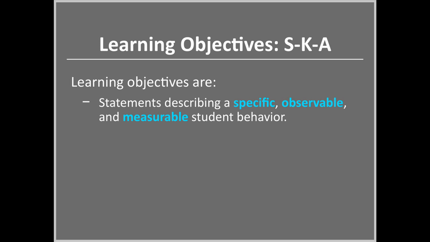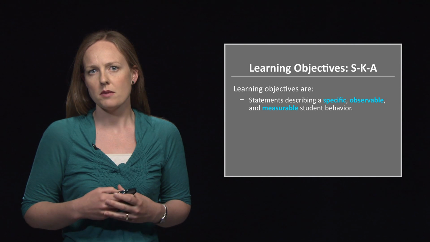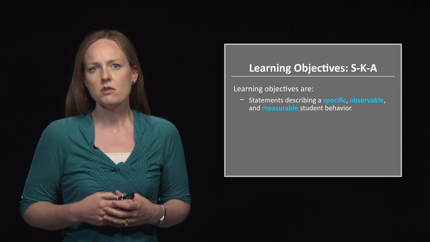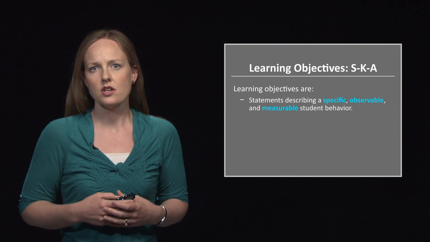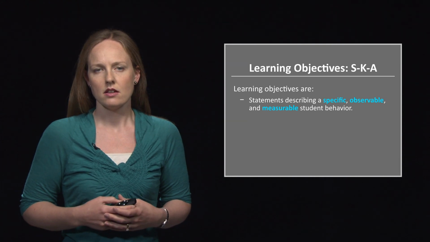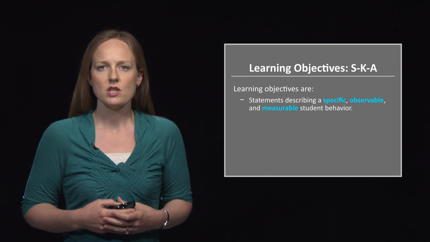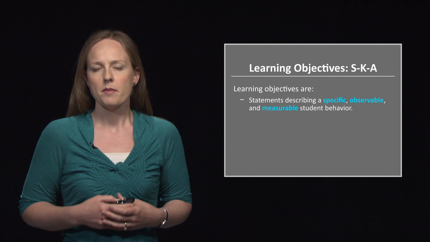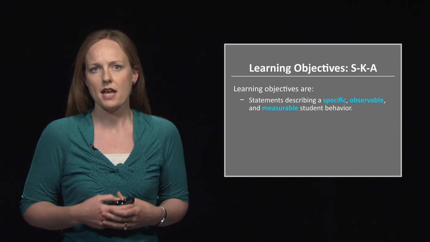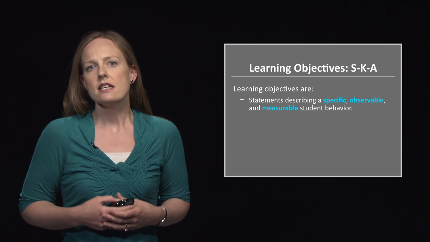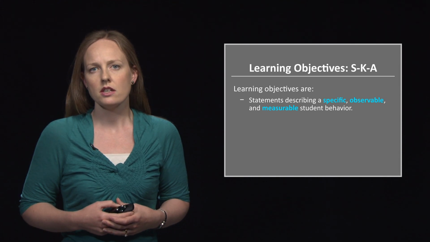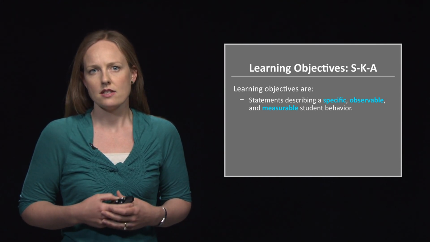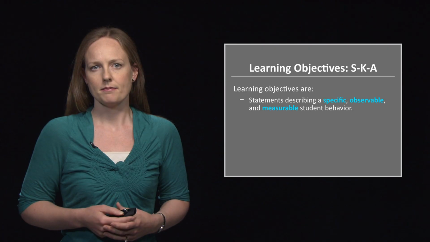Learning objectives are statements that serve to describe a specific, observable, and measurable student behavior. They include a verb that describes the observable and measurable action, and should also include a description of the conditions under which the action takes place. For example, the learning objective may begin with the phrase, "By the end of the class session, you should be able to." In addition, a learning objective should clearly indicate what will be accepted as evidence that learning took place.